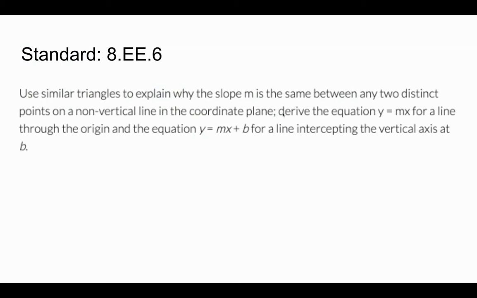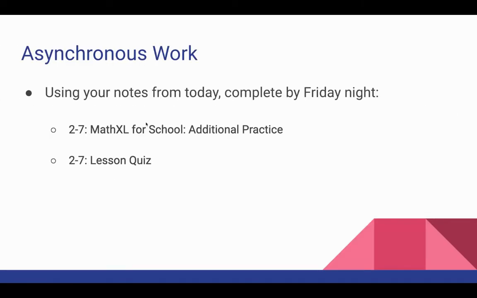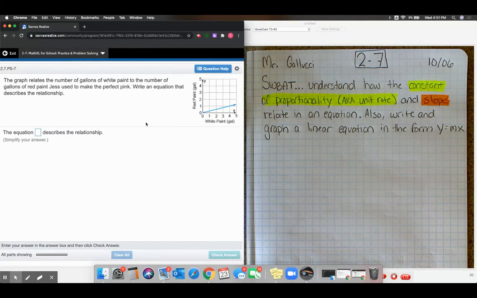All right, so here we used this part last week using similar triangles. Remember the rise over the run? This week, we are going to look to derive the equation y equals mx for a line through the origin. After that, we're going to do later. So that's that for today.